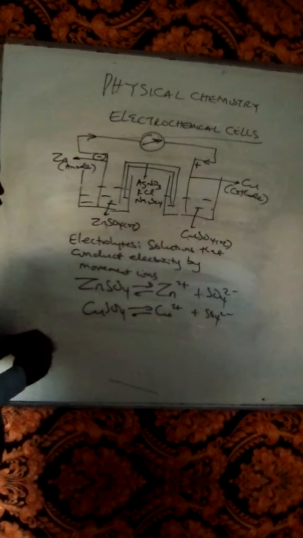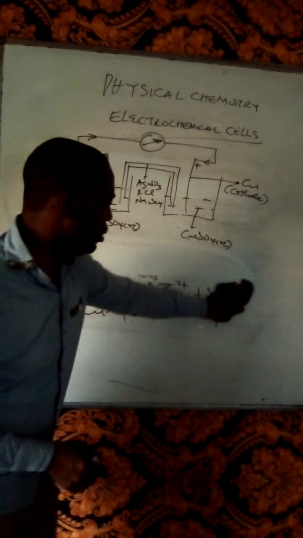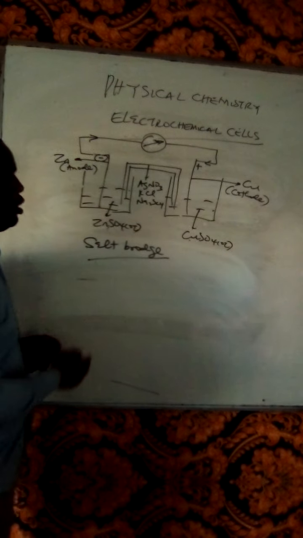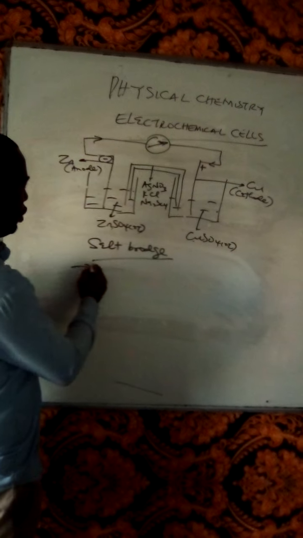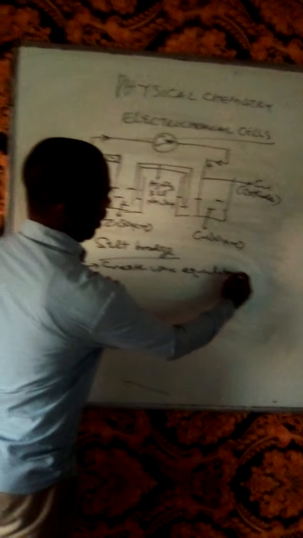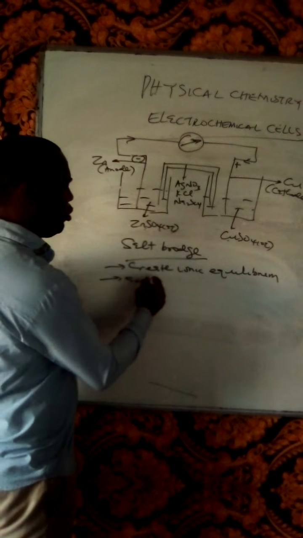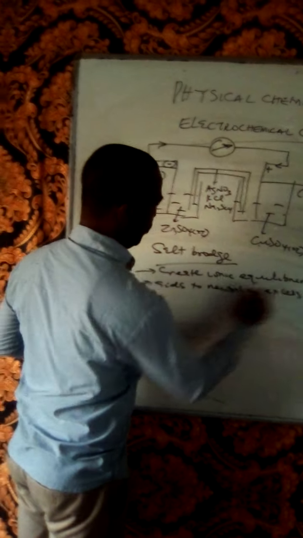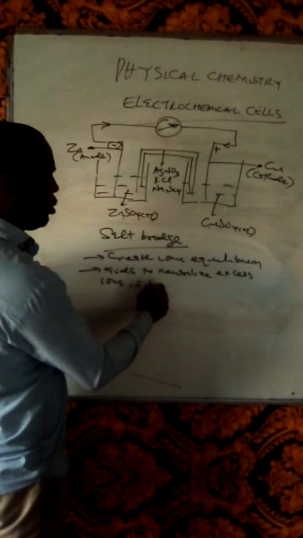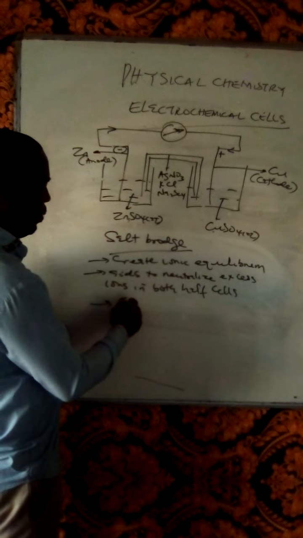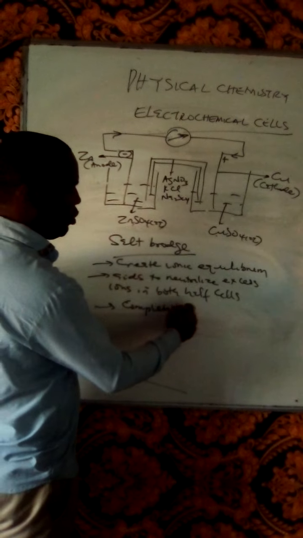Apart from the electrolytes, another component we see there is the salt bridge. The salt bridge is a tube. Its function is to create ionic equilibrium, and also it helps to neutralize excess ions in both half cells. Then it also completes the circuit. So that's the salt bridge.